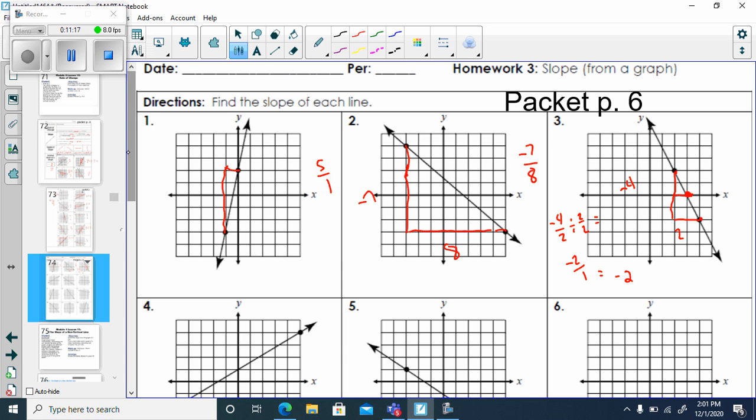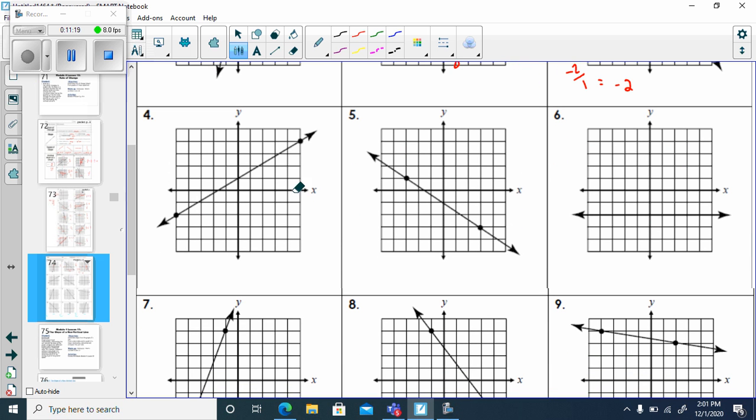Okay. Look at number 4. Oh, they put these points way over here. Well, let's see what we're doing. We're going up 1, 2, 3, 4, 5, 6. I went up 6 and over 1, 2, 3, 4, 5, 6, 7, 8, 9, 10. Up 6 and over 10. So let's reduce that one. This slope, if I reduce that by 2 each, I come up with 3/5.